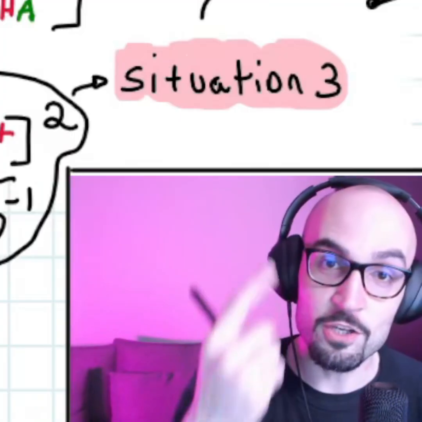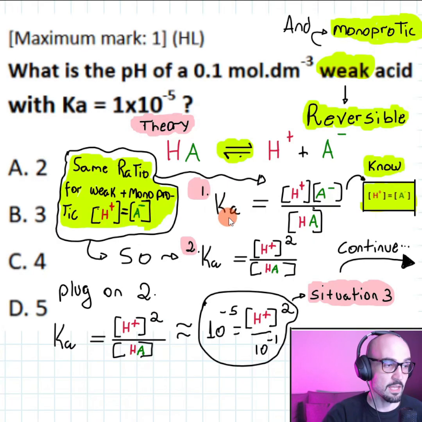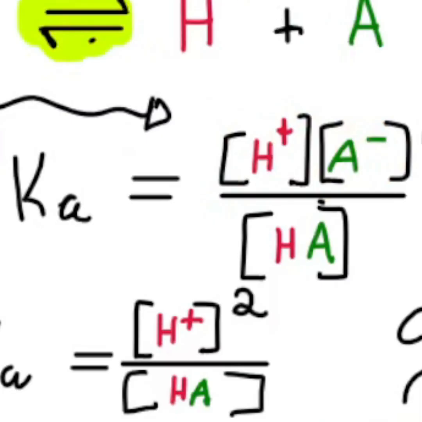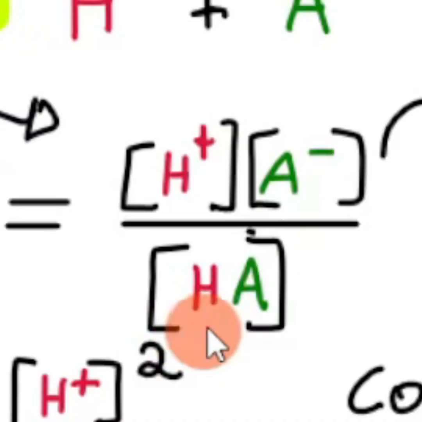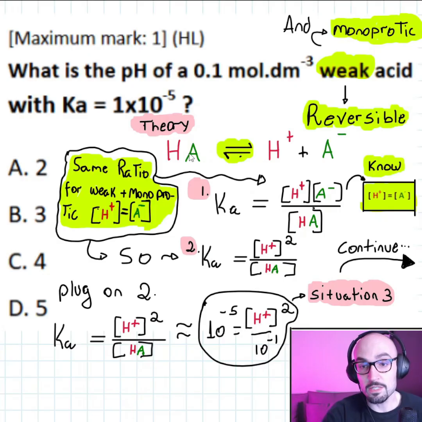Count with me. Situation number 1. The expression of the Ka is the multiplication of the concentration of the products to the power of their coefficients. All the coefficients are 1, so all the powers are 1, so we're not going to represent any of those powers, divided by the concentration of the reactants. In our case, we just have one reactant, which is the undissociated acid, whose concentration was provided for us. Knowing that for weak and monoprotic acids, you have the same ratio of H plus and A minus, which is the rest of the acid, this is going to be the same thing as H plus squared.